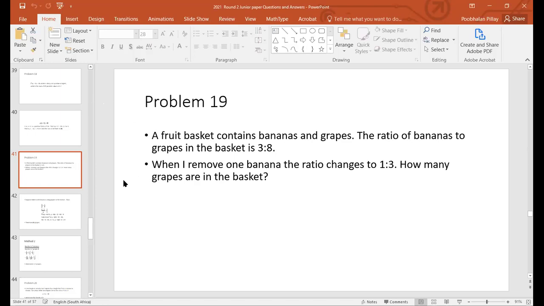Okay, now let's go on to problem number 19. A fruit basket contains bananas and grapes. The ratio of bananas to grapes in the basket is 3:8. When I remove one banana, the ratio changes to 1:3. Now, how many grapes are in the basket? Now you may say, hey, wait a minute.